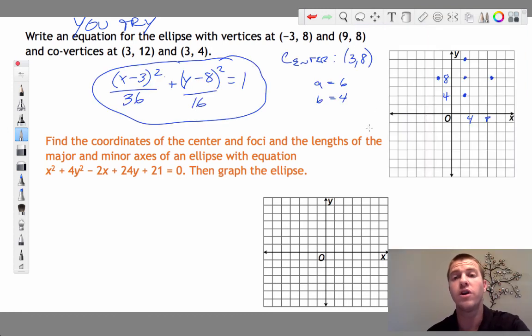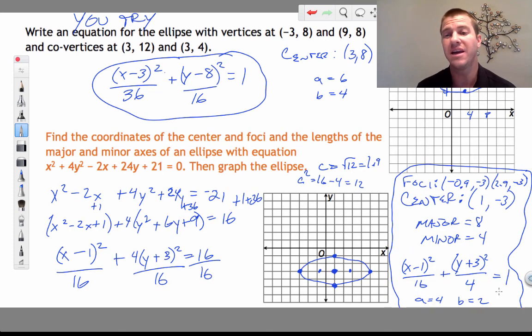So for the first one, you should have gotten the center at 3, 8. I labeled these by 2, so it fit on there a little bit better. And the A as a distance of 6, and the B as a distance of 4. So when you do it, x minus 3 squared over 36, the A squared, plus y minus 8 squared over 16 is equal to 1.